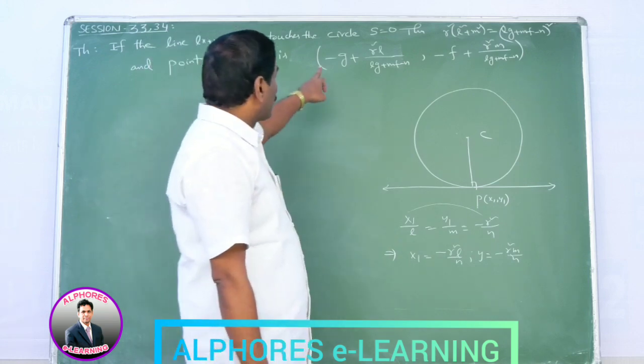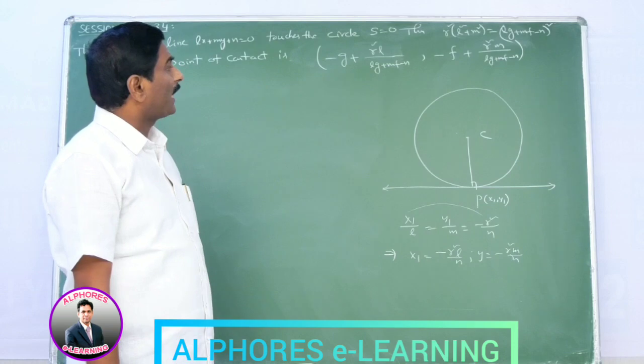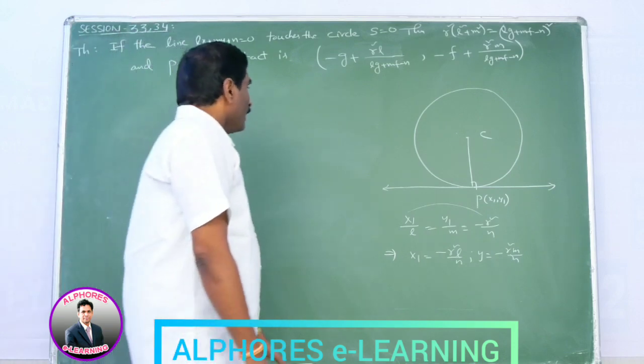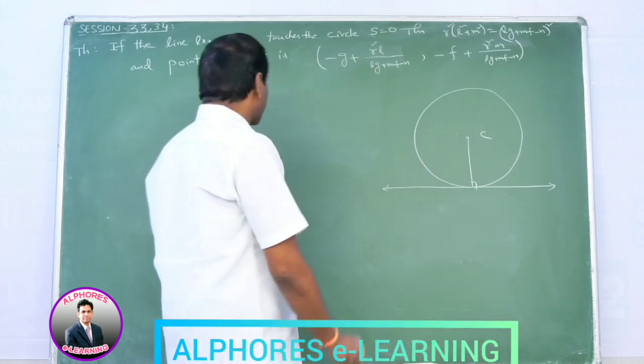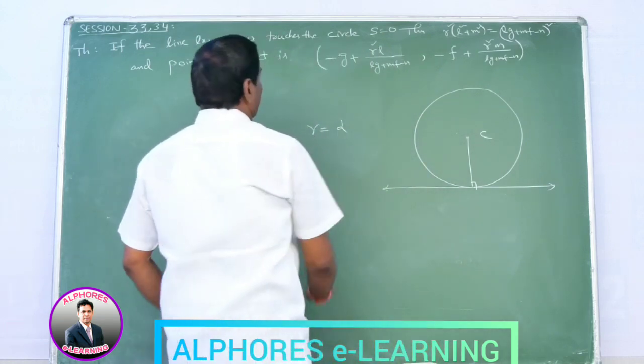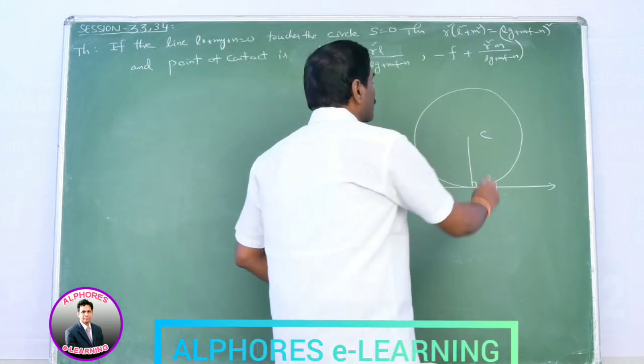Or use the direct formula: (-g + r²L/(Lg + Mf - N), -f + r²M/(Lg + Mf - N)). To prove this value, what is the condition? If the line touches the circle, the condition is r = d. Radius is equal to the perpendicular distance. r is r, and d is nothing but the perpendicular distance from the center to the line.